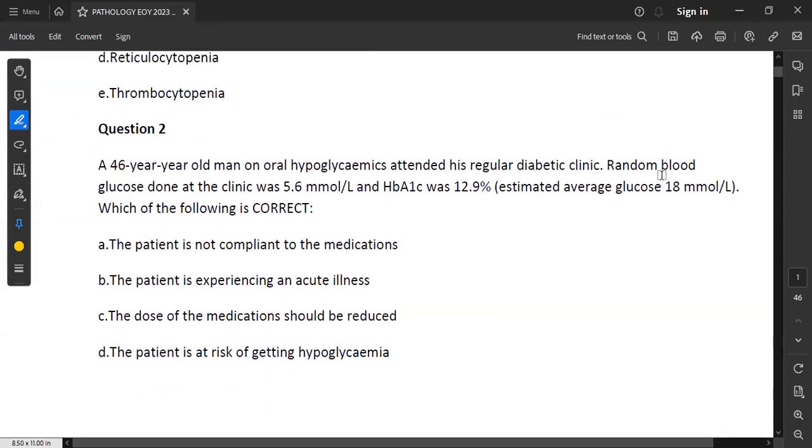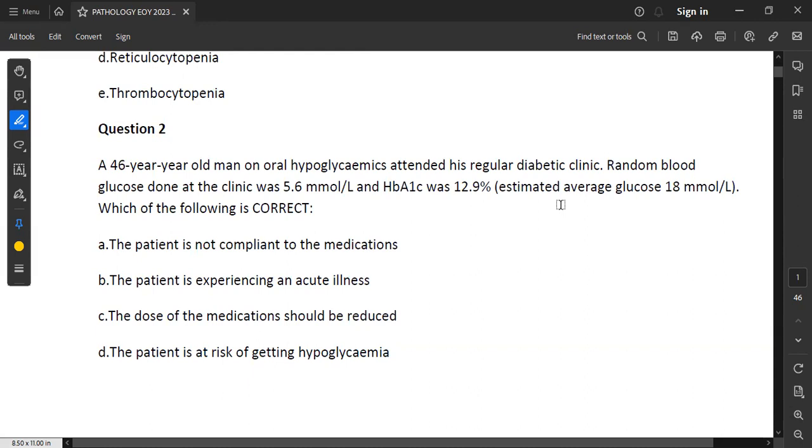A 46-year-old man on oral hypoglycemics attended his regular diabetic clinic. Random blood glucose done at the clinic was 5.6 millimole per liter. HbA1c was 12.9%. Estimated average glucose 18 millimoles per liter. Calculate which of the following is correct.